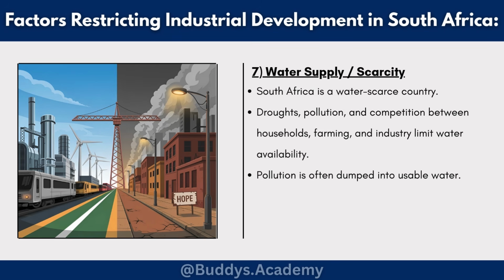Your seventh factor is going to be your water supply. Now, South Africa is going to be a water scarce country. That means that we're not going to receive a lot of rainfall. Droughts, pollution, and competition between households, farming, and industry are going to limit water availability. Pollution from various industries is often going to be dumped into your usable water.